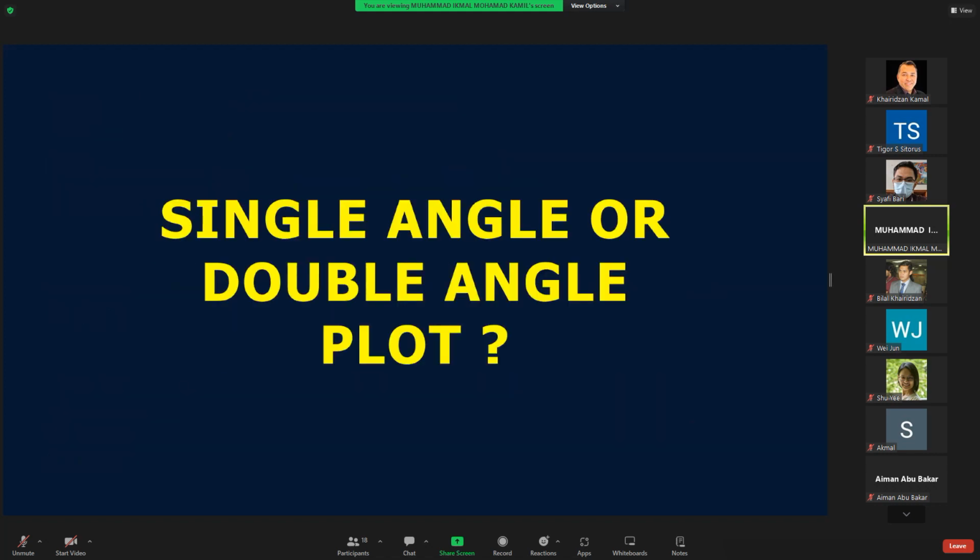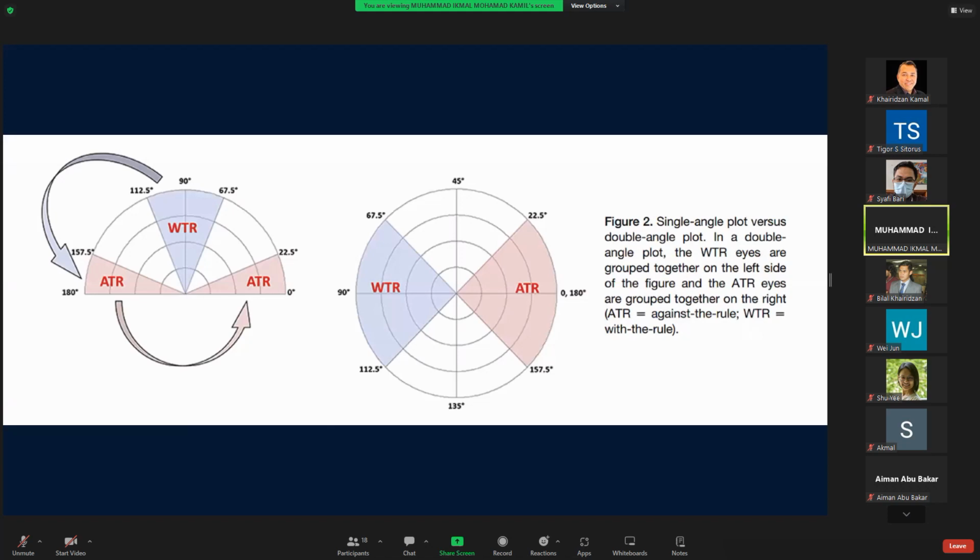So, how to do the analysis? The suggestion of this paper is to do analysis using a single or double angle plot. Which one do we want to use? As we said earlier, we need to change from mean magnitude analysis to vector analysis, because vector analysis includes the magnitude as well as the meridian of the changes.